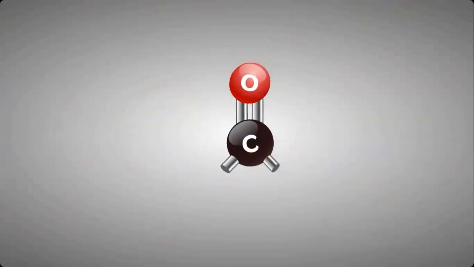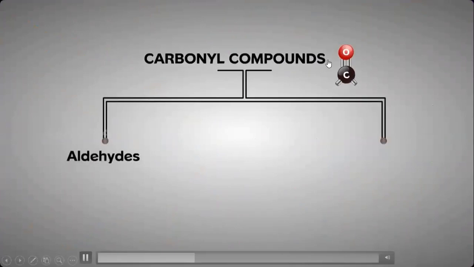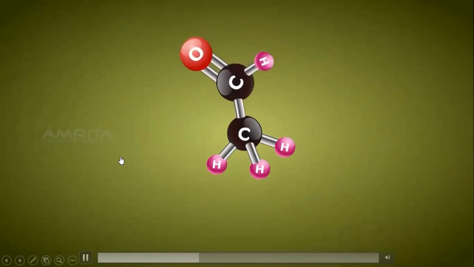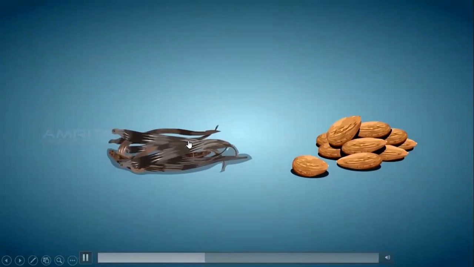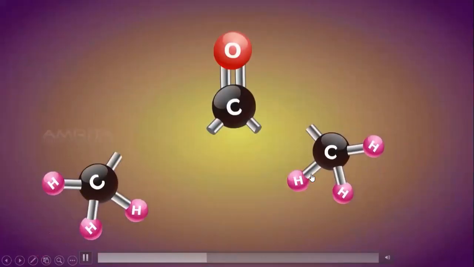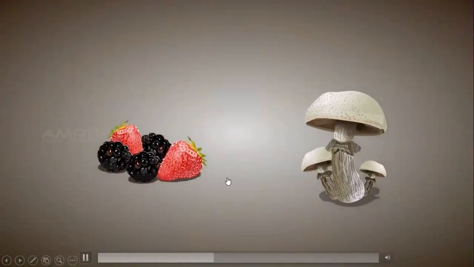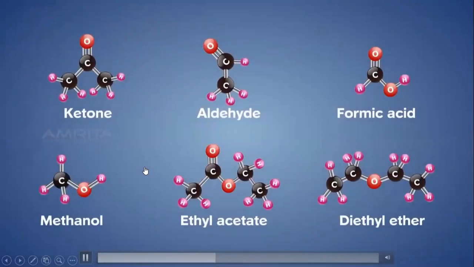The next are carbonyl compounds. Carbonyl compounds are when C double bond O is found. It has 2 major classes. Aldehydes: when C double bond O has one H group, then it is an aldehyde. It is found in beetroots and almonds. Ketones are when C double bond O is sandwiched between 2 alkyl groups, then it becomes a ketone. Ketones are found in mushrooms, strawberries and blueberries.